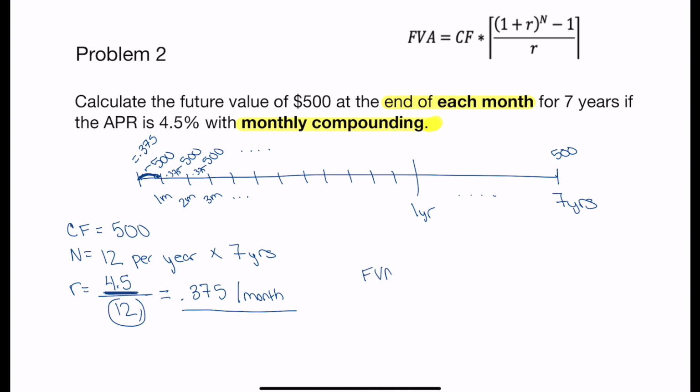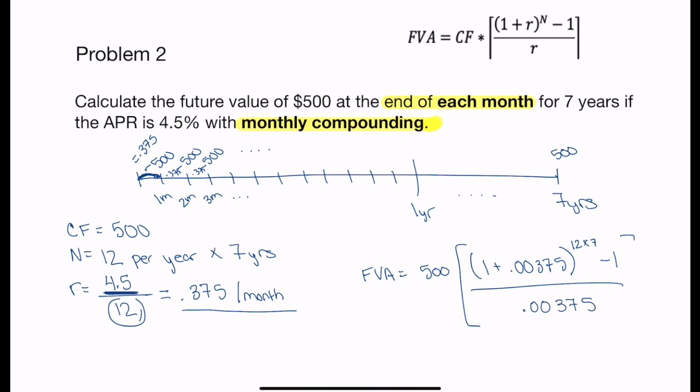If I write out my equation, I'm going to have the future value of an annuity is equal to the cash flow, so 500, times 1 plus my rate in decimal form, so I need to add zeros in front of that. My exponent is going to be 12 times 7, minus 1, again divided by my rate. The future value of this annuity ends up being $49,260.30.